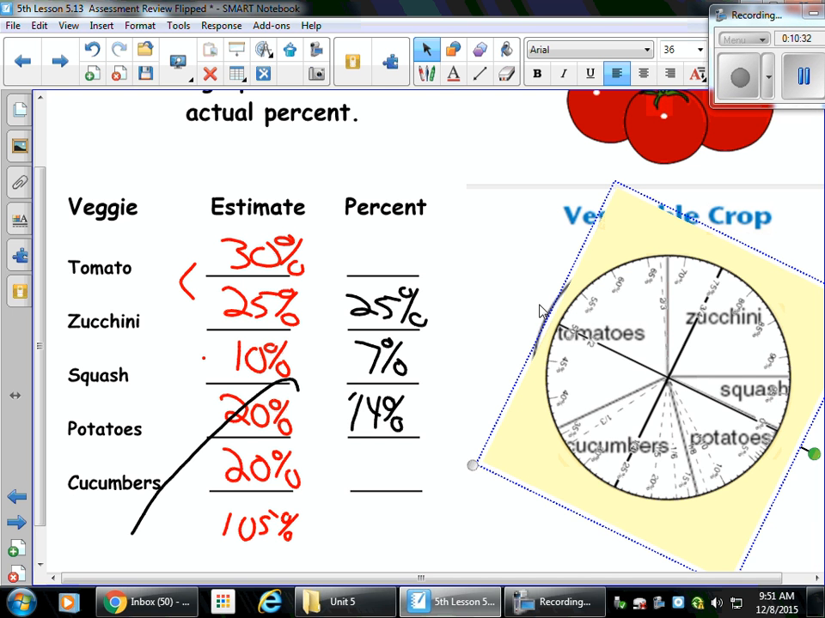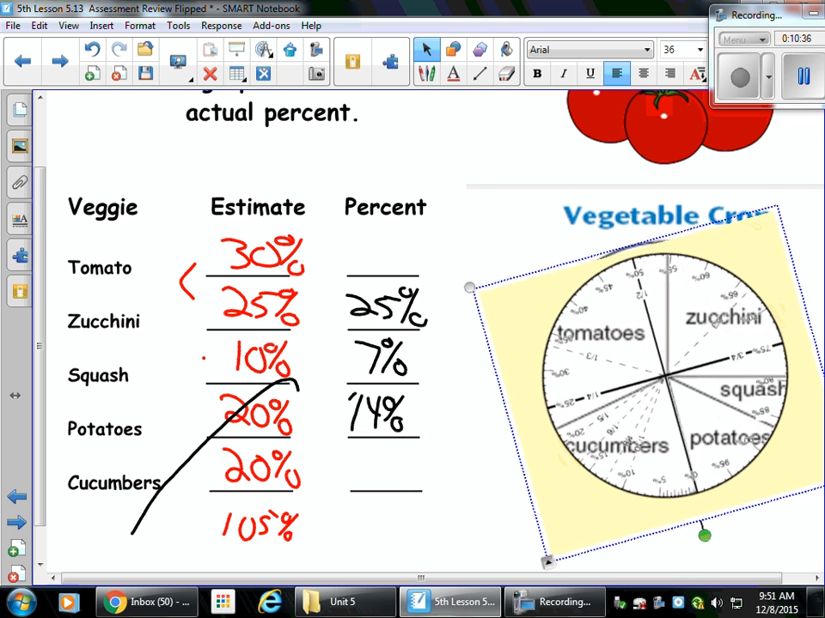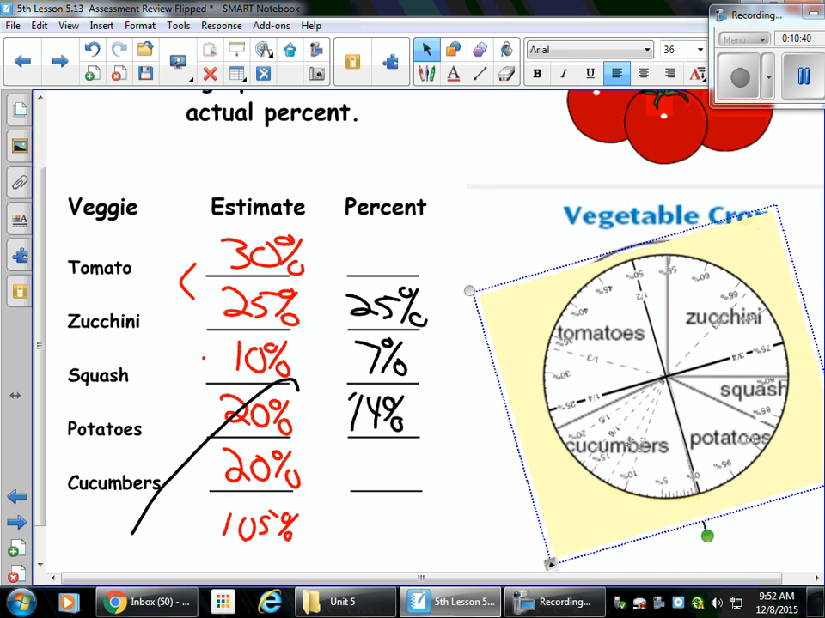And go ahead and go to my cucumbers now. My cucumbers are less than 25%. Looks like they're right around 23%. My cucumbers are at 23%.